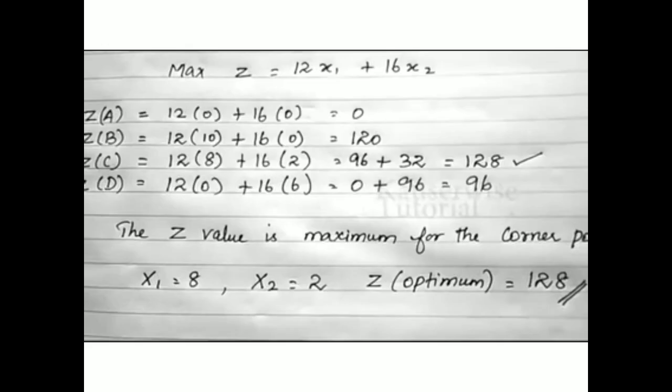So the solution of this question is that after solving, the values of the decision variables came out to be x1 = 8 and x2 = 2, for which I got the maximum objective function value, which is equal to 128.